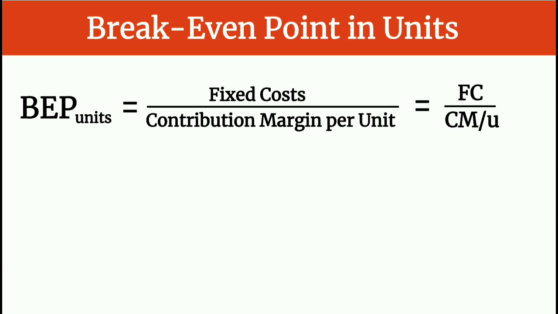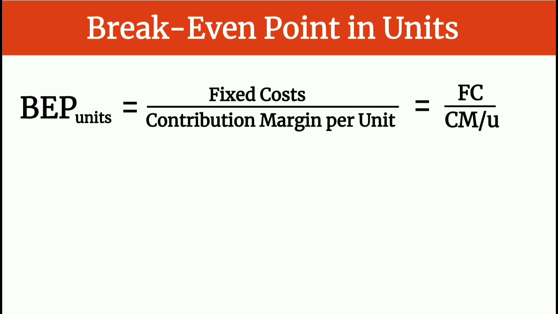The only difference is the denominator. Sa break-even point in pesos, ang denominator ay CMR or contribution margin ratio. Sa break-even point in units naman, ang denominator ay contribution margin per unit or CM per U.